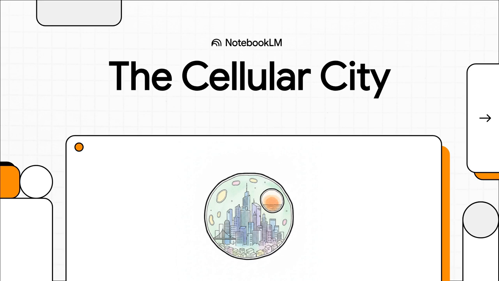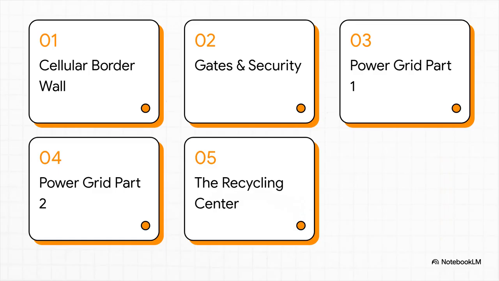By looking at it through this lens, we're going to untangle the massive, interconnected biochemical network that literally keeps you alive every single second of the day. So let's dive right into this. Here's our roadmap for today's explainer. We'll explore this cellular city by traveling through 5 distinct neighborhoods.